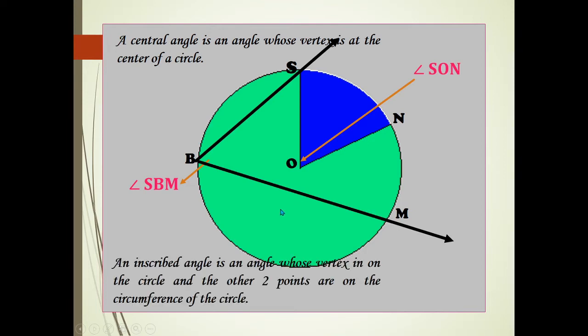an inscribed angle. So, an angle SBM is an inscribed angle because it's an angle whose vertex is on the circle and the other 2 points are on the circumference of the circle. So, you see ang vertex niya ay point B. Ang point B is on the circumference of the circle. Diba? And then, yung iba pa niyang points ay nasa circumference ng circle. So, yun ang kaibahan niya sa central angle. So, bali, nagkatalo sila sa vertex.